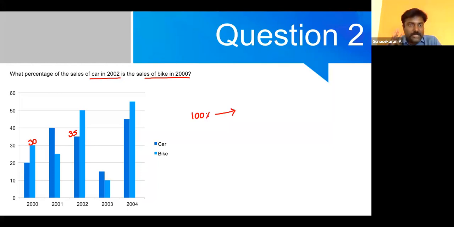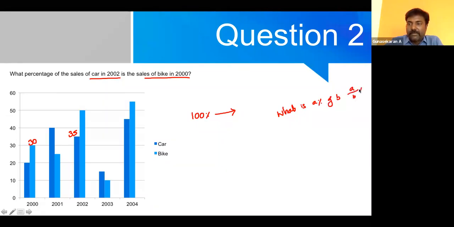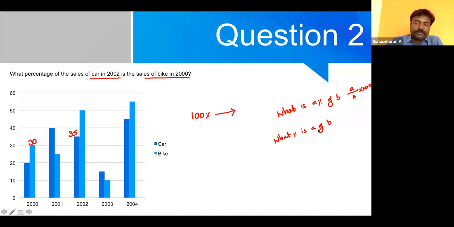What percentage of sales of car is bike? In car, bike is how much is the question. See, it's not that the second term is always 100%. Don't get confused with that. In car sales, bike sales is how much? Two terms are there: A of B. Or I will explain like this. What is A percentage of B? It means A by B into 100. B is 100%. What percentage is A of B? Again, it is A by B into 100.